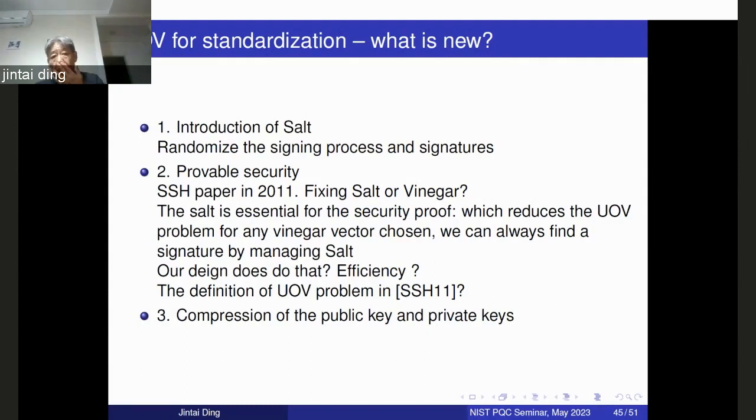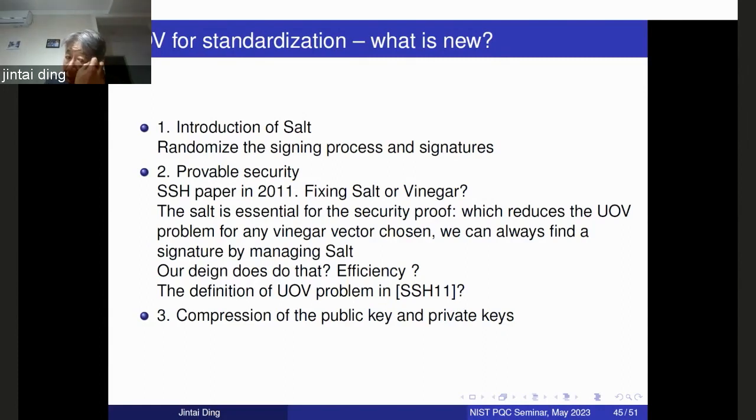But if you do that, the system is less efficient in the following sense. In our design, we actually fix the salt first, and then change the vinegar variables if the signature doesn't exist. Why do we do that? Because in this case, it's a little bit more efficient. Therefore the proof of SSH 11 cannot be directly applied to us. But from a practical attack perspective, we don't see any difference.